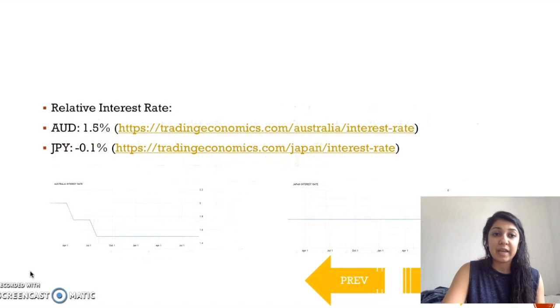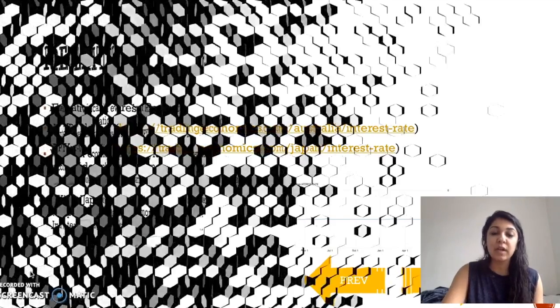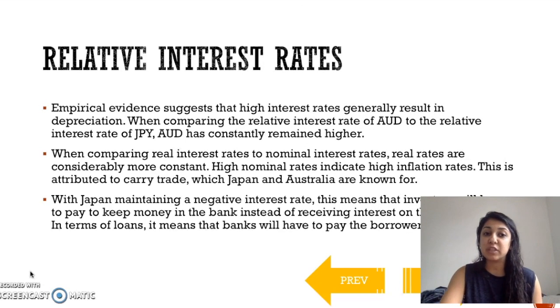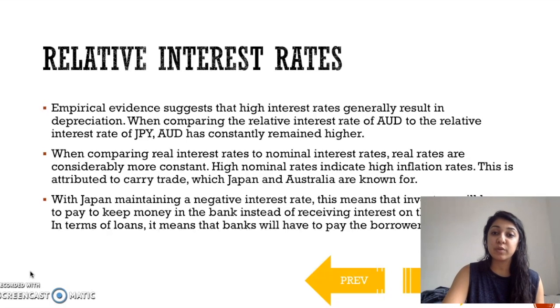So the next indicator that we're going to talk about is relative interest rates. Australia's is 1.5% and Japan's is negative 0.1%. As you can see in the two graphs below, they've been fairly steady. Empirical evidence does suggest that high interest rates generally result in depreciation. When comparing the relative interest rate of AUD to that of JPY, AUD has remained constantly higher in this case. When comparing real interest rates to nominal interest rates, real rates are considerably more constant as well. High nominal rates indicate high inflation rates, as mentioned in the earlier indicator.